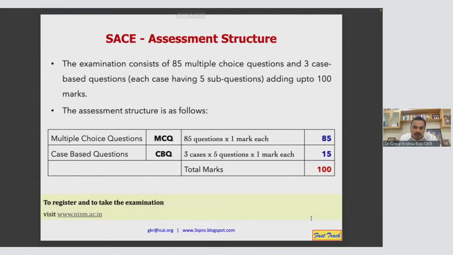You will have multiple choice questions, which will be 85 questions of 1 mark. And you will have 3 cases, so that is why it is 85 plus 3 questions, 88 questions. Each case will have 5 sub-questions, and those 5 sub-questions carry 10 marks each, so the total is 50. So this is how the structure is all about.